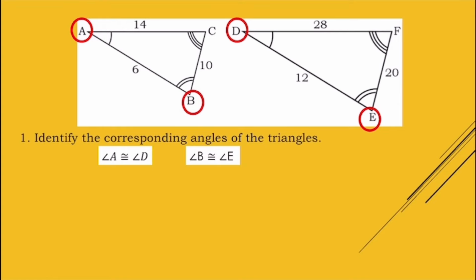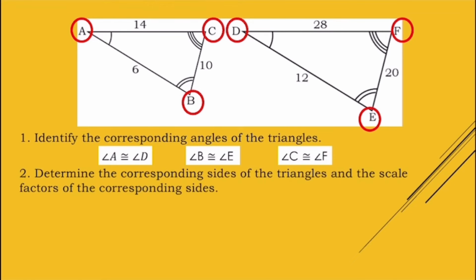Angle B is congruent to angle E. And last, angle C is congruent to angle F. For our next question, determine the corresponding sides of the triangles and the scale factors of the corresponding sides.